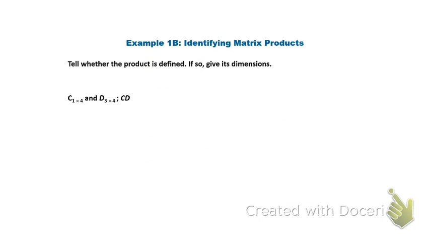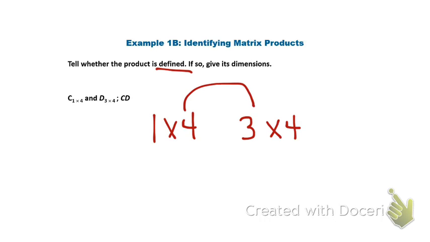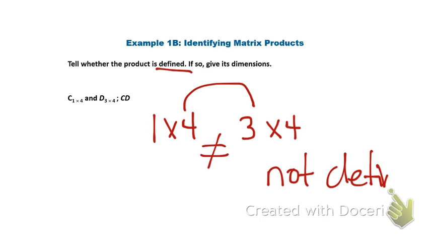Let's take a look at another one to see if it is defined. So our C is a 1 by 4, and our D is a 3 by 4. We look to see if we have a match of columns to rows, and we do not. Therefore, we would say this is not defined. We would not be able to find its product.